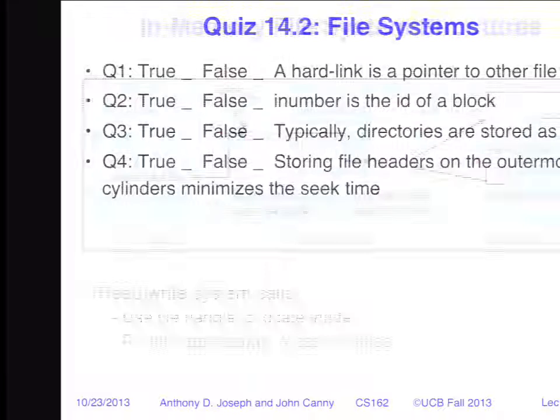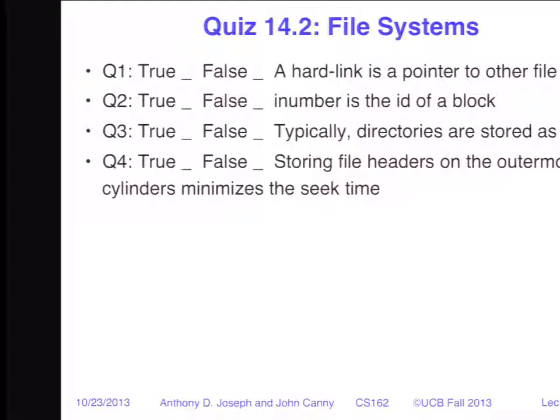Okay, so last quiz. A hard link is a pointer to another file. Second question, an inumber is the ID of a block. Third question, typically directories are stored as files. And our fourth question is storing file headers on the outermost cylinders minimizes the seek time. So let's see if everyone's awake.